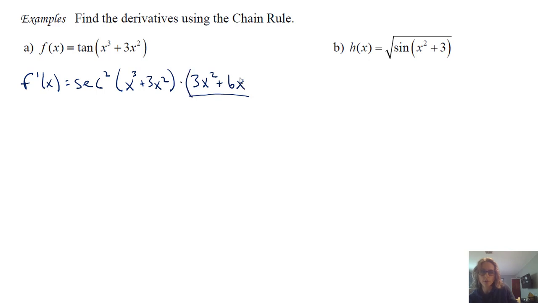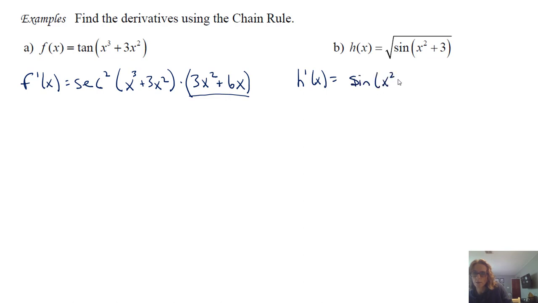Now I do want parentheses around that because it is essentially a distributive property that I don't need to write, but I do need to understand that there is a distributive property aspect to it, that it's 3x plus 6 all multiplied by the secant squared. So I did that.